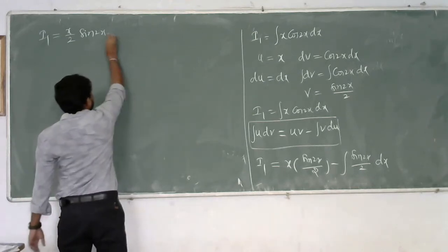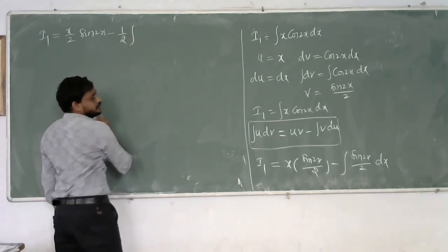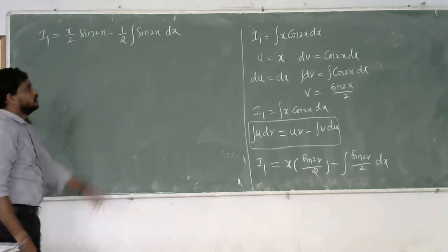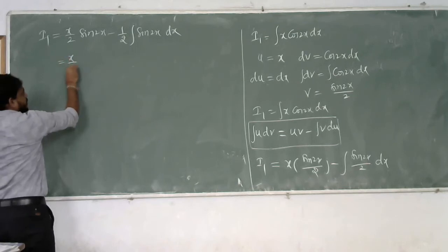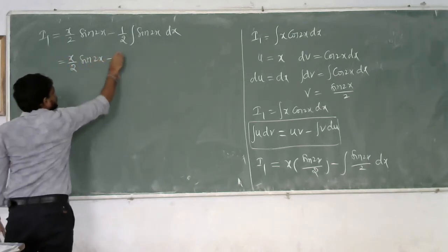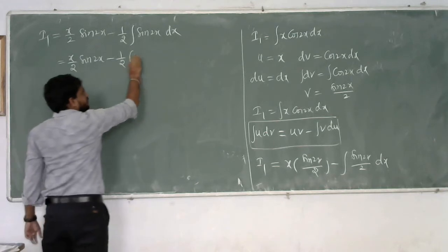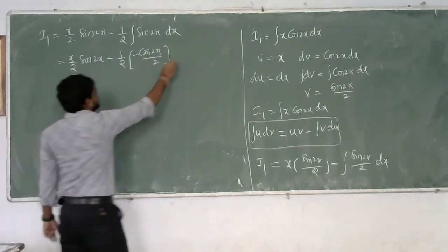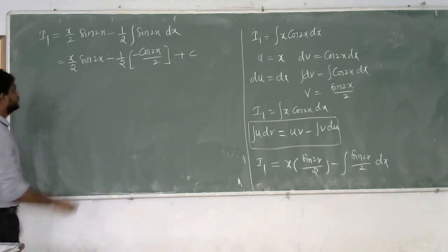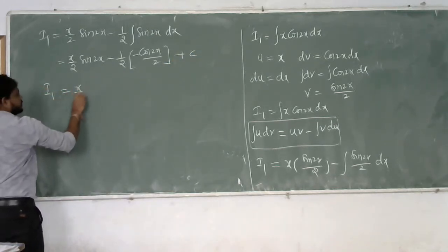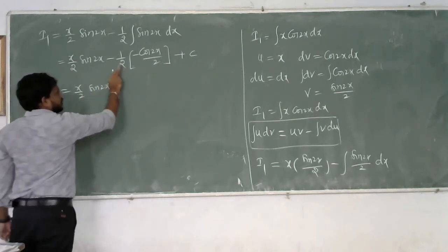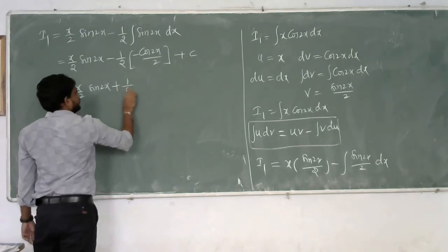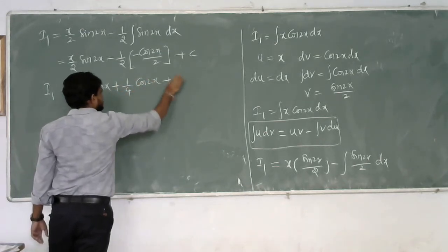Then minus, write 2 outside. Minus 1 by 2 into integral sin 2x into dx. Now we have again integration of sin 2x there. So what is integration of sin 2x? Minus cos 2x by 2 plus c, constant of integration. That is I1 equals x by 2 into sin 2x. Here 1 by 2 into 2 is 1 by 4, and minus into minus is plus. So 1 by 4 into cos 2x plus c.